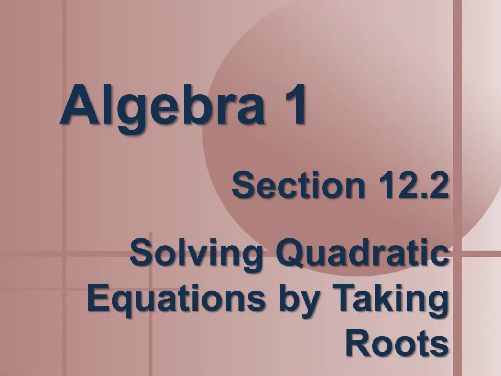Let's look at another way to solve quadratic equations. We talked about in 12.1 that one way to solve a quadratic equation is by factoring, and this method is solving quadratic equations by taking roots. You can use this method if your b value is equal to 0, which means that you have an x squared term and a constant, but you don't have a plain x term.